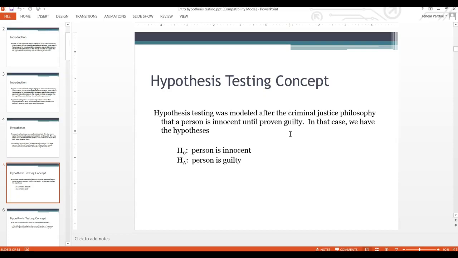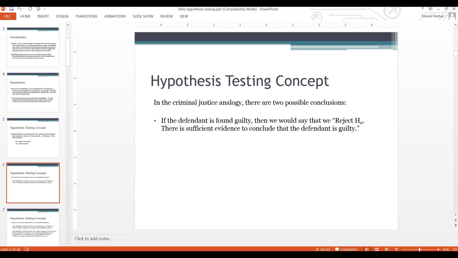To talk about the concept of hypothesis testing, it helps to think about the criminal justice philosophy. Supposedly, anyway, in the criminal justice system, someone is innocent until proven guilty. If that's the case, these are our hypotheses. In a trial, we're trying to prove the person is guilty, so that's the alternative hypothesis. But what we assume until we can prove the alternative is that the person is innocent. So we assume H naught unless or until we can prove HA.